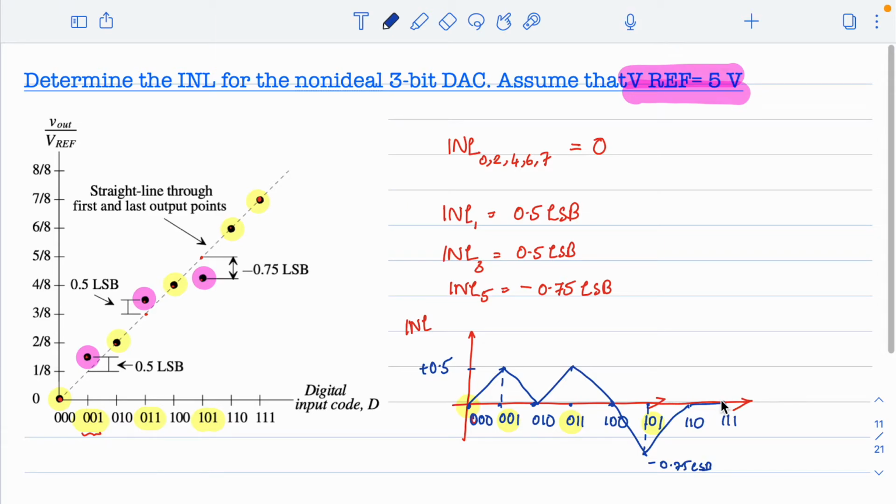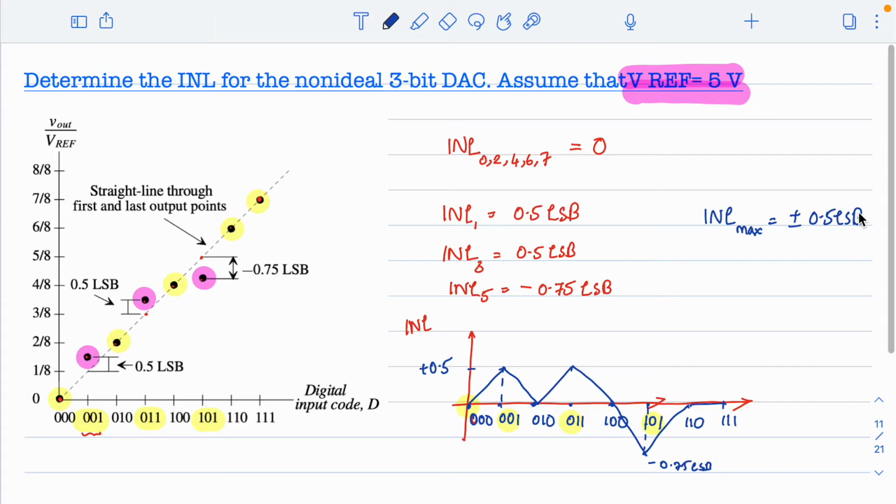The whole idea of representing this INL is to see what the maximum INL value is. As we suggested before, the maximum INL value can be plus or minus 0.5 LSB. That is how generally we consider a DAC to be an n-bit accurate DAC. If the DAC is n-bit accurate, the maximum INL it can have is only plus or minus 0.5 LSB. Otherwise, the DAC is not n-bit accurate, right?